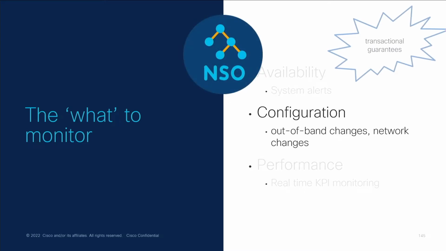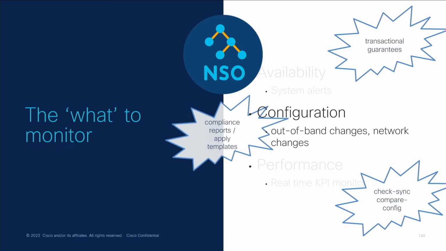So, in this aspect, NSO does ship with a number of technologies that are very specific to configuration, and I'm sure you've used them time and time again. Anything that comes out of NSO with transactional guarantees, you can rest assured that these will be successfully implemented in the infrastructure, or they'll be rolled back. In the event that you have issues with out-of-band changes, then we have check syncs, compare configs. We can run compliancy reports, apply templates, etc., just to ensure that our network is once again in compliance with what they intended to do.